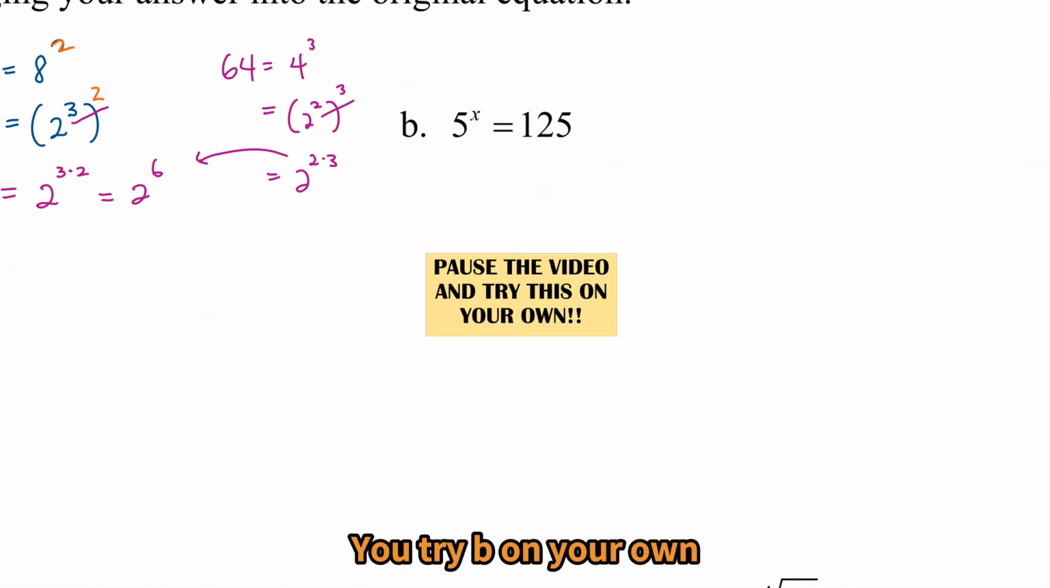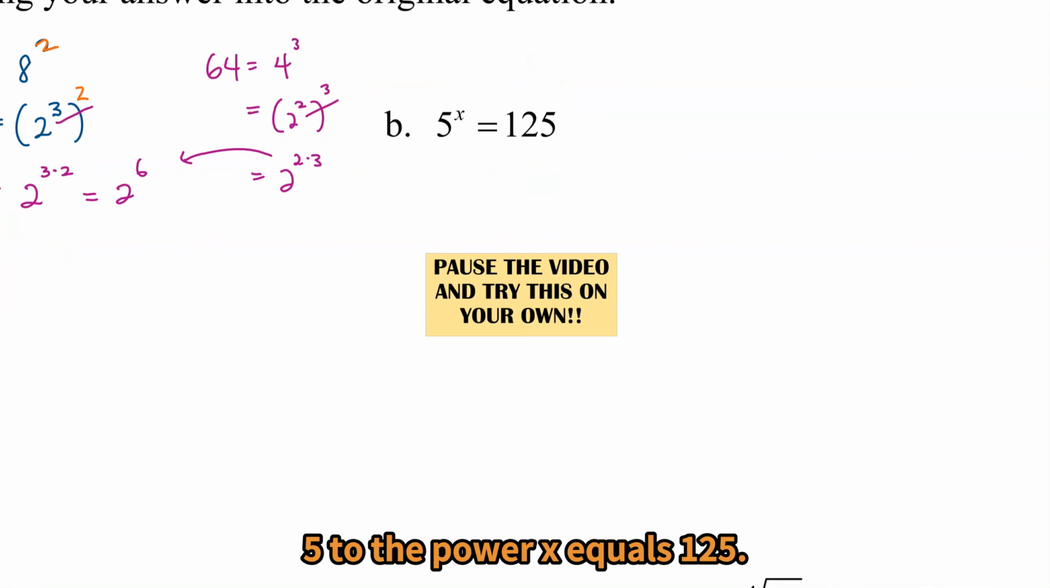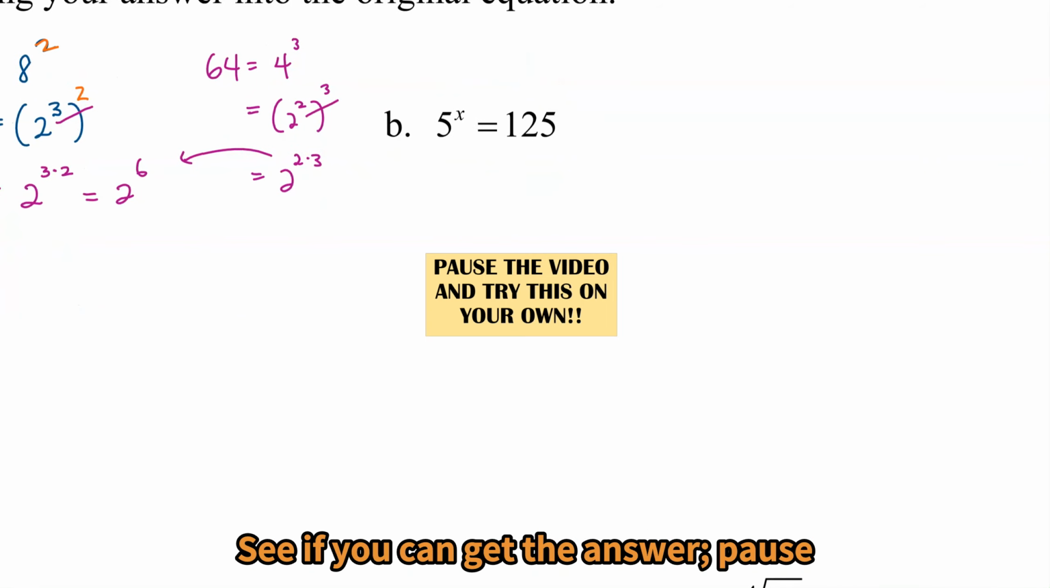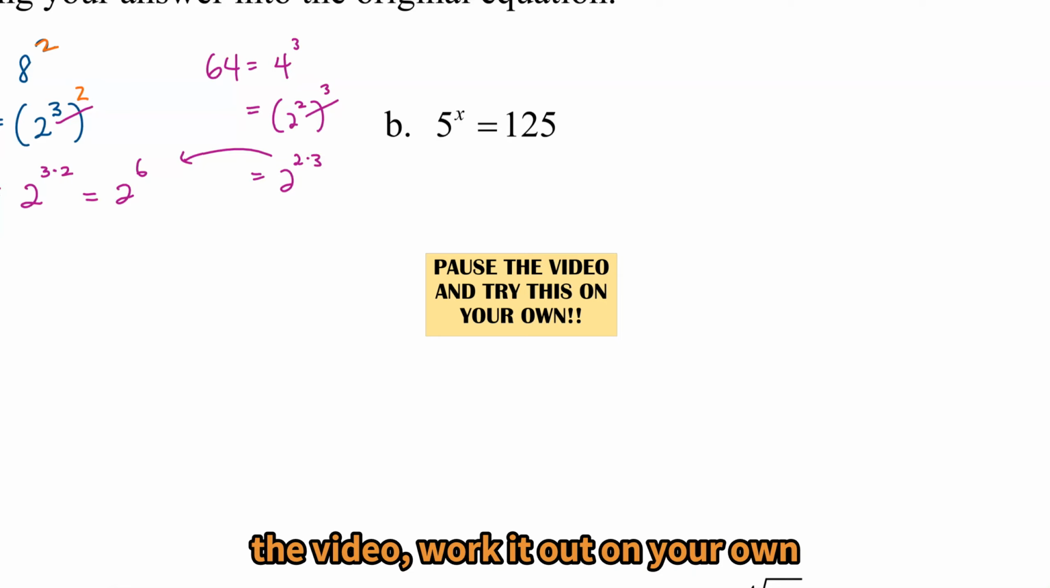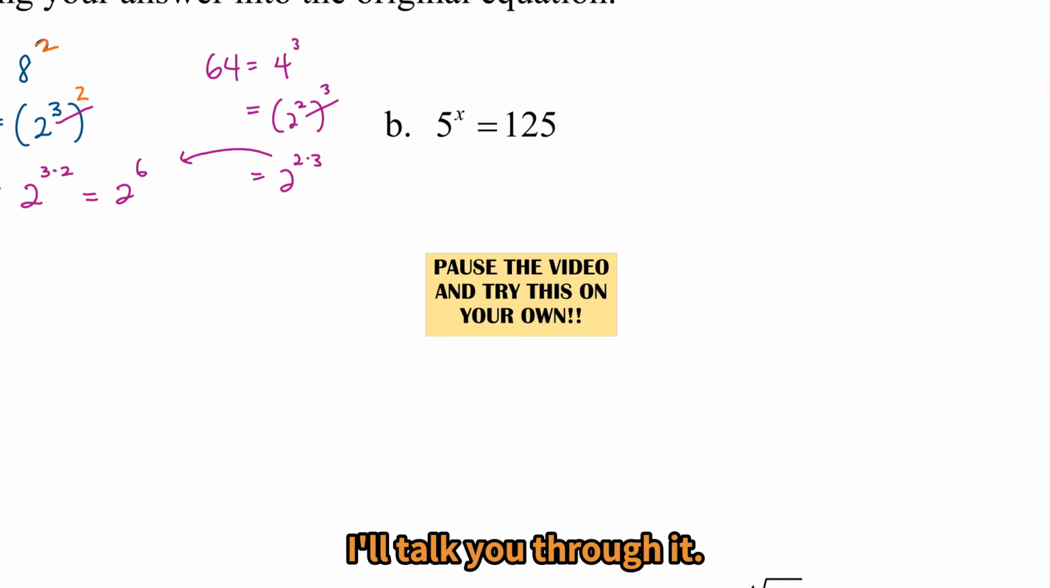You try b on your own. 5 to the power x equals 125. See if you can get the answer, pause the video, work it out on your own, and when you resume, I'll talk you through it.